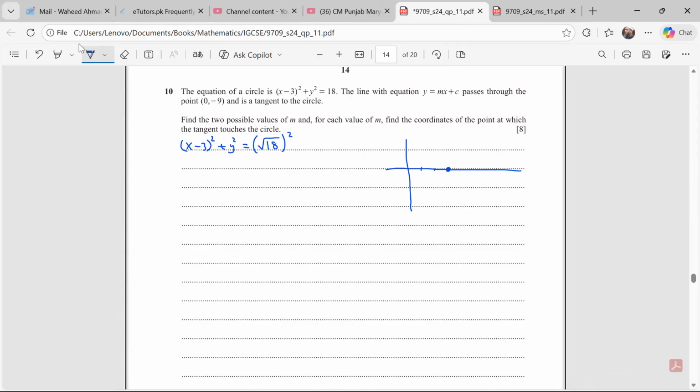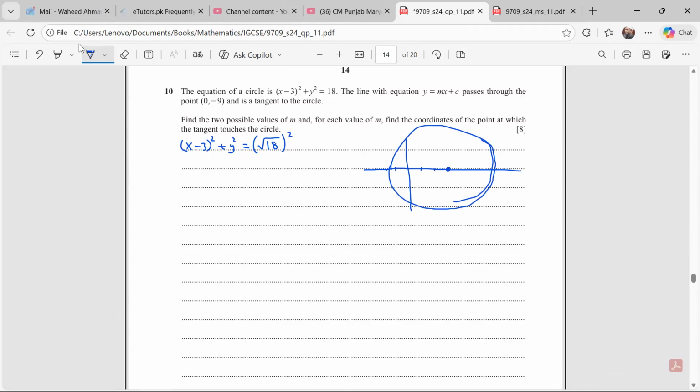And 18 under root is somewhere between 4 and 5. So its radius is, sorry, more than 4. It's a little bit more than 4, but less than 5. So it is somewhere here maybe. So this is the circle generally, right?